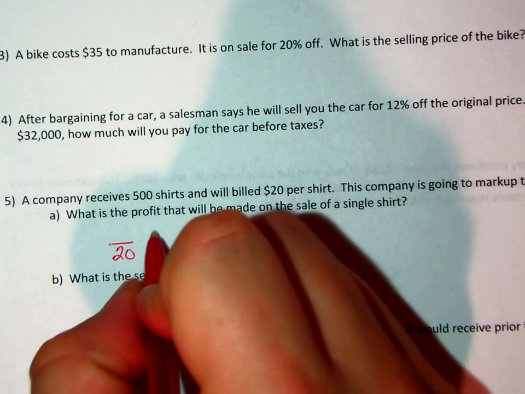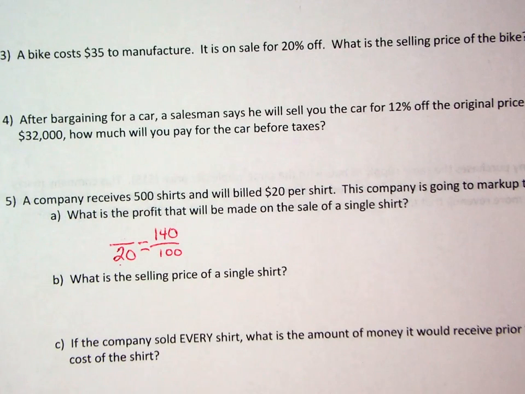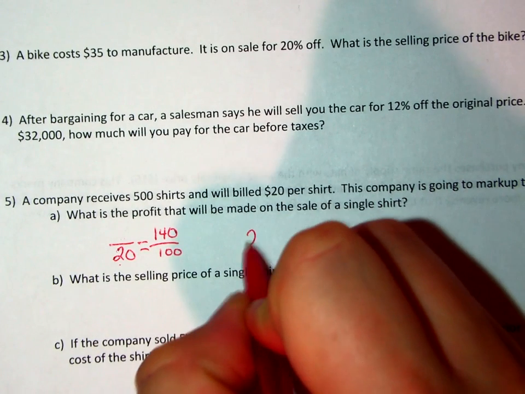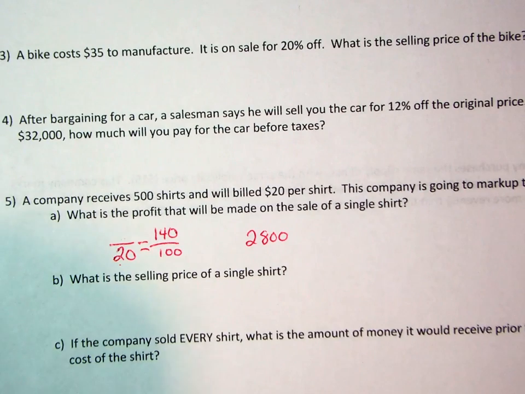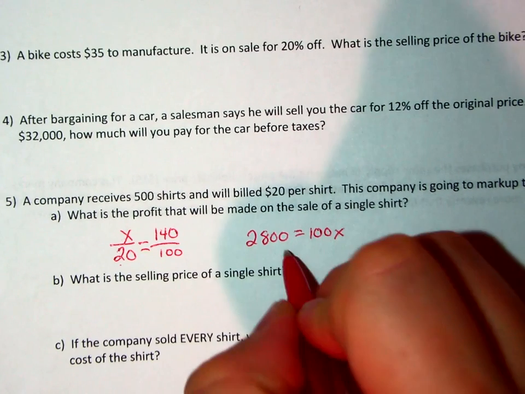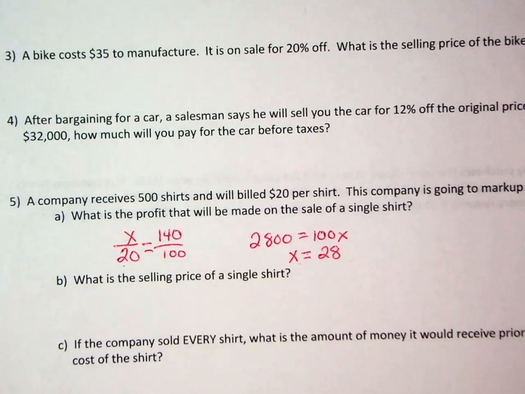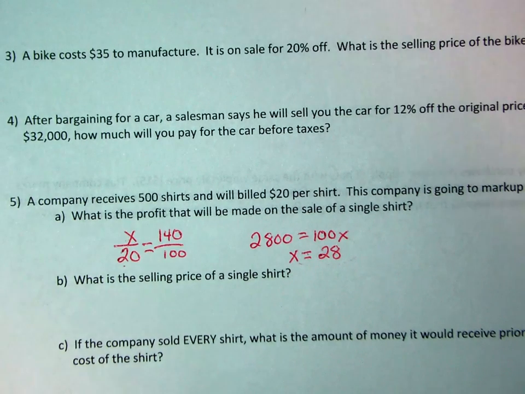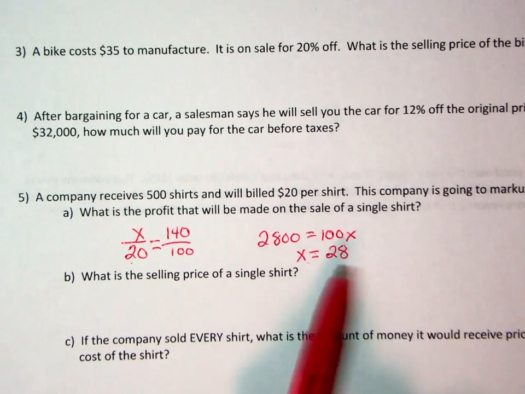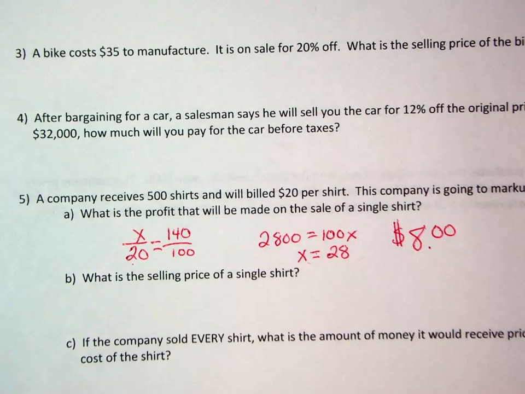I'm going to go ahead and use the one-step process. So 140% of $20 will tell me the cost of a single shirt. So 140 times 20, 2,800 equals 100x. Divide both sides by 100 so that I get x by itself, and I find out that x equals 28. Now 28 is the cost of my shirt after the markup has been applied. So how much profit is there per shirt? Well, if the company was billed $20 per shirt and they're going to sell it for $28 per shirt, they are going to gain $8 per shirt.